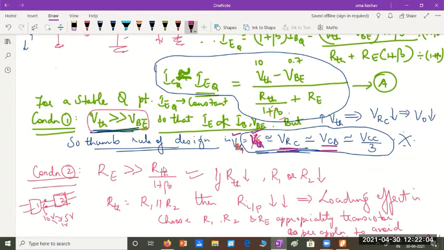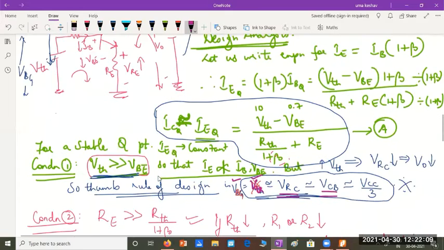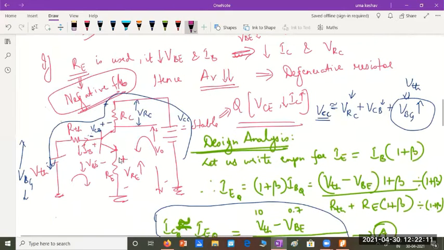But if we try to increase Re to a very large value, as you can see, this voltage drop increases, which means again the voltage drop across RC decreases. Whatever drop across Re is there, it will act like negative feedback. So there will be negative feedback in the circuit, the larger this emitter resistance you're going to increase.